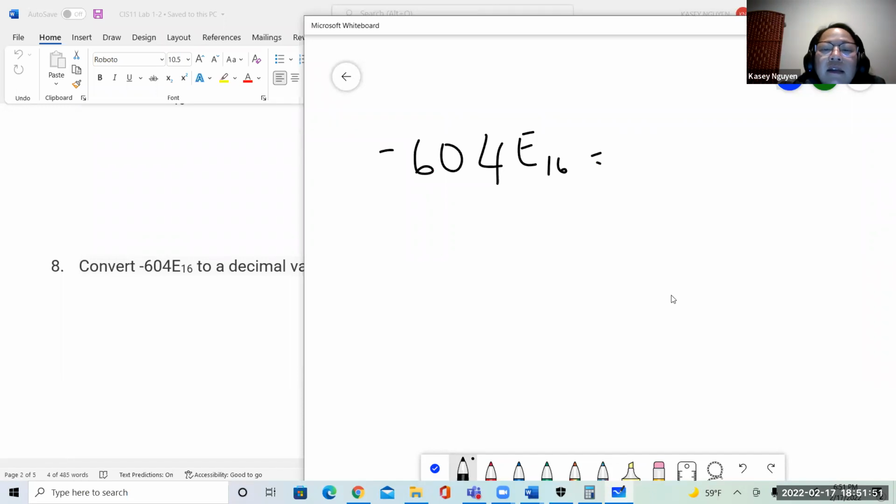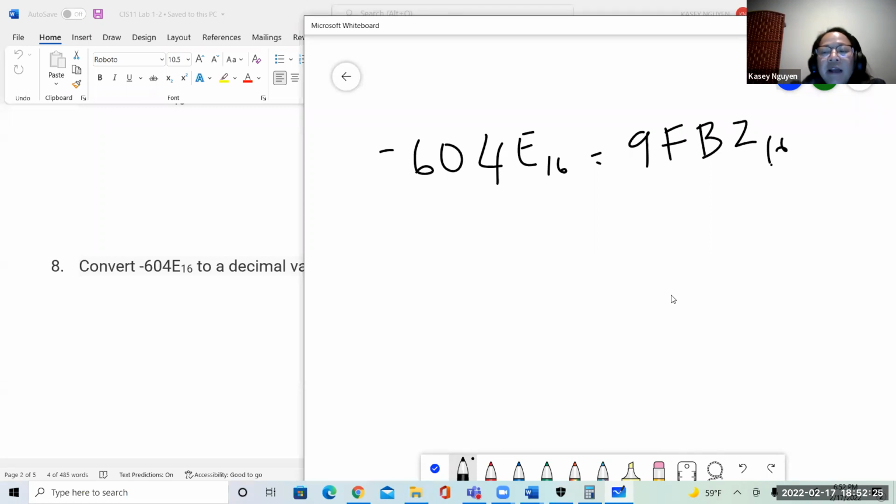Okay. So 6 minus 15, we're going to get a 9. 0 minus 15, we're going to get a 15, which is F. 4, the difference between 4 and 15 is 11, that's B. And E is 14, the difference between that and 15 is 1, but we have to add the 1, so that will be 2, base 16.